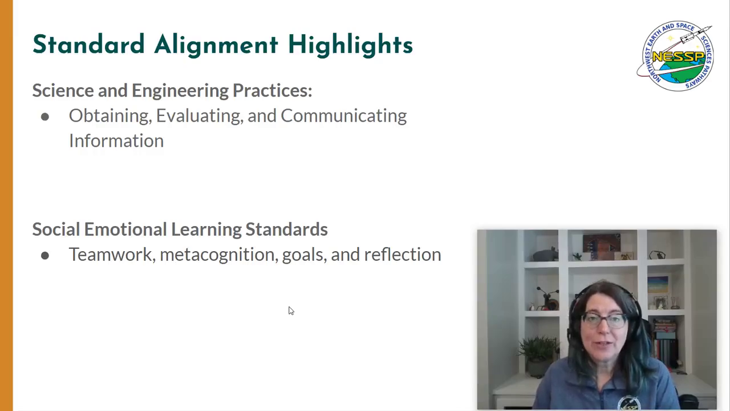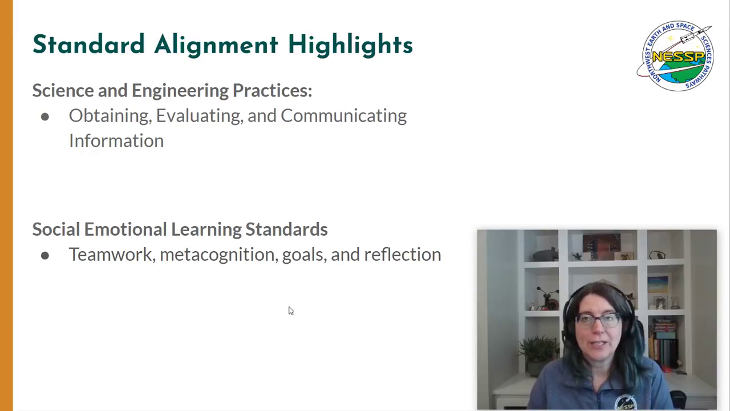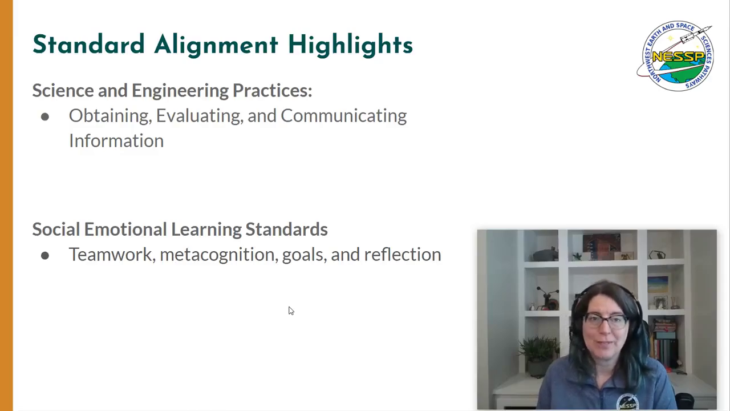A few standards alignment highlights for this lesson. As far as the Next Generation Science and Engineering Practices go, this lesson is all about obtaining, evaluating, and communicating information. They're evaluating their work thus far and making sure that they can communicate it clearly in their mission development logs and on their trifold board. There are also a lot of opportunities in this lesson to highlight social emotional learning standards around teamwork, metacognition, goals, and reflection.